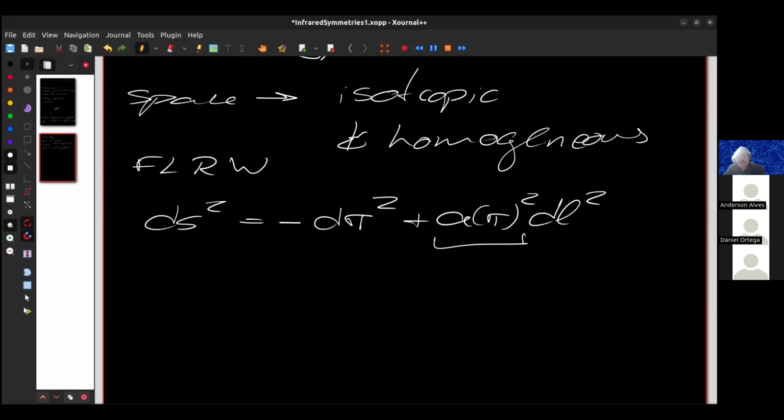And you have the advantage that now the Einstein equations are reduced to a couple of ordinary differential equations, which can also be solved in a much more straightforward and simple way. And this is, of course, due to the presence of symmetry.